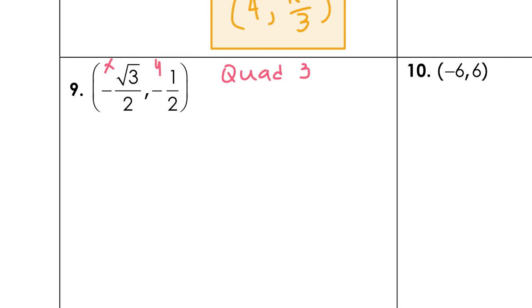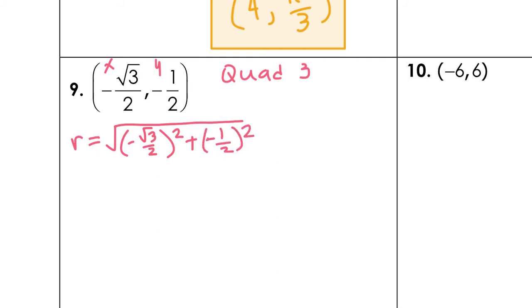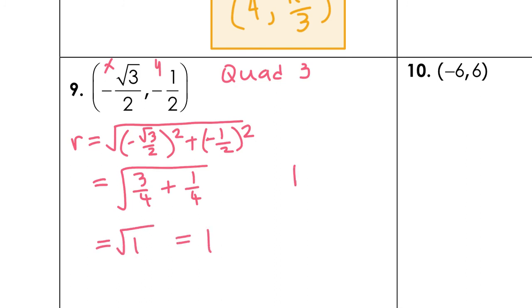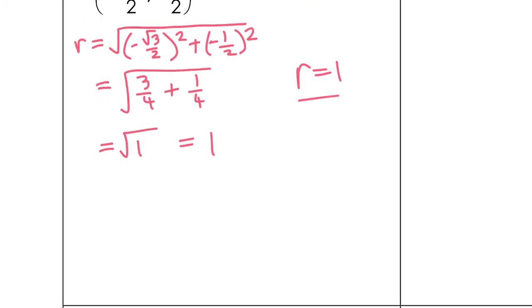Okay, so let's start by finding r. So square root of both of these values squared. So negative square root of 3 over 2 squared plus negative 1/2 squared. This would be 3/4 plus 1/4, and they're still in the square root. That equals 1, so square root of 1 is just 1. Okay, so radius is 1. Cool. Now we need to find our theta.